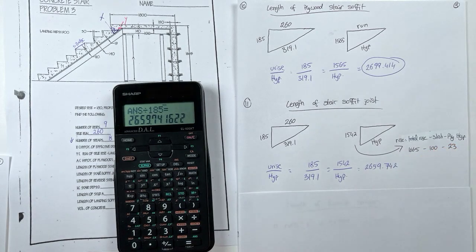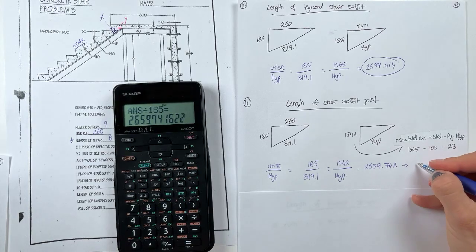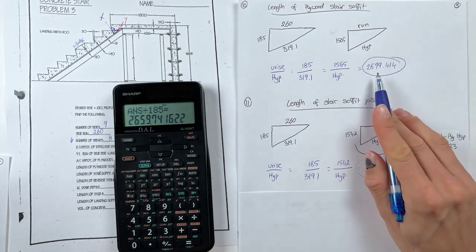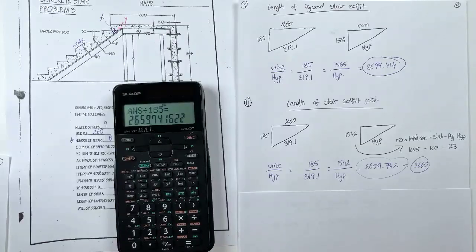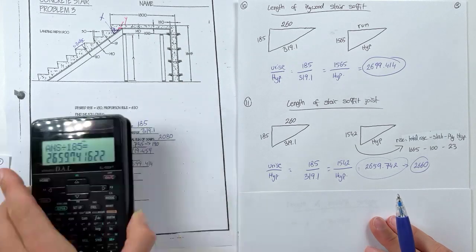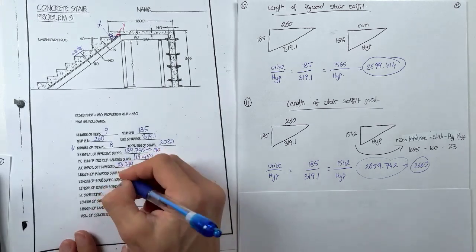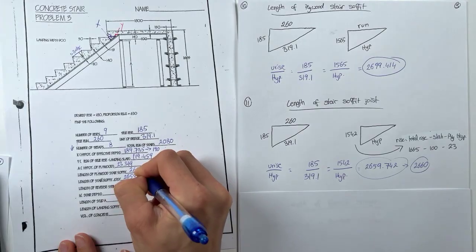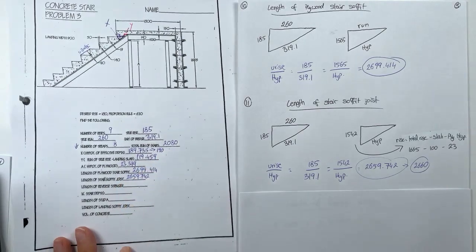2659.742. Great. Maybe we can call it 2660. Either one. It's not that different, just a little bit shorter. Super duper.